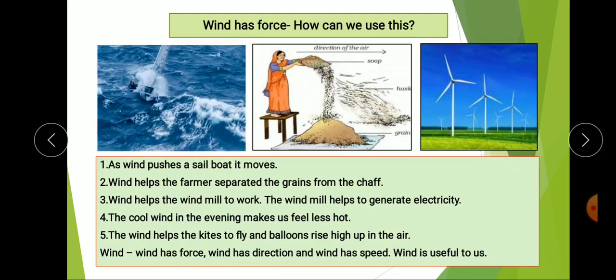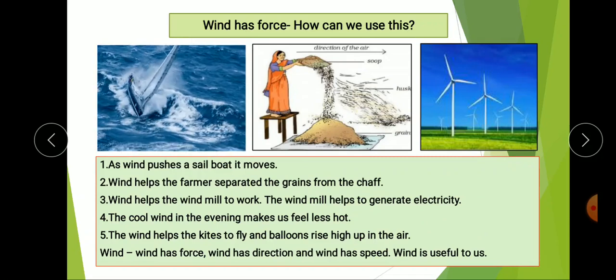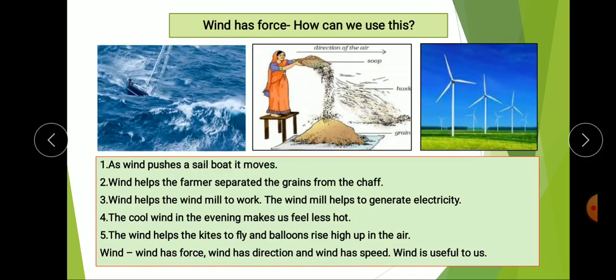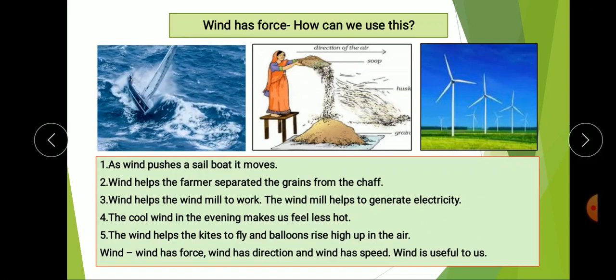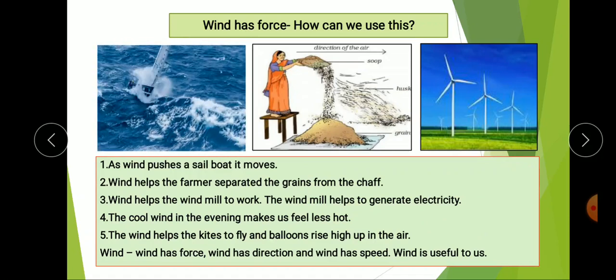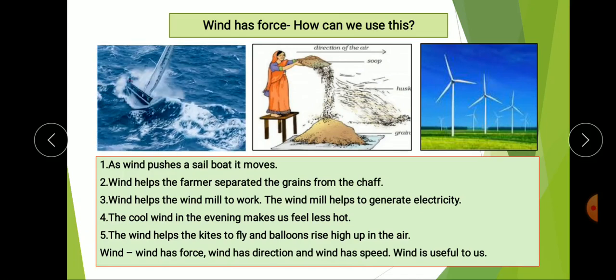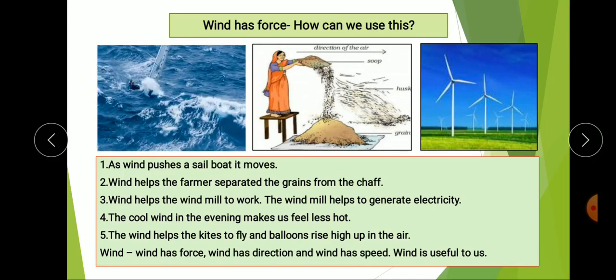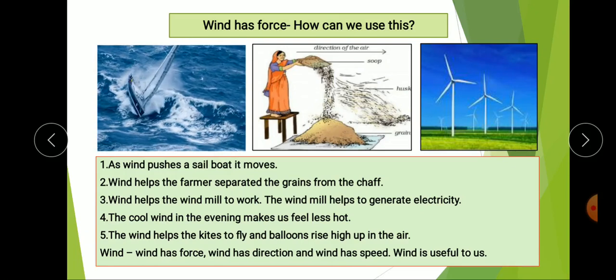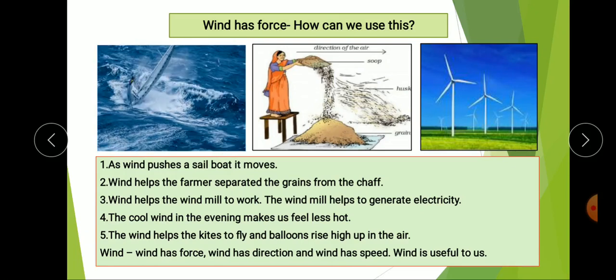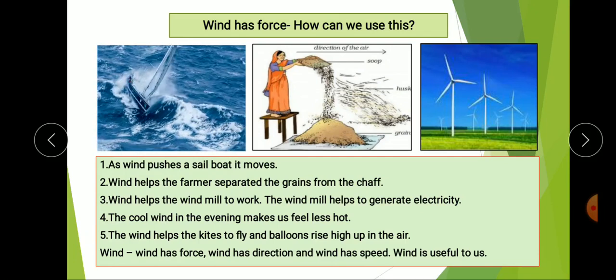Third, wind helps the windmill to work. The windmill helps to generate electricity. Wind helps the windmill to work, which means with the help of wind, the windmills start rotating and help to generate electricity, because wind has a force and it has a speed.